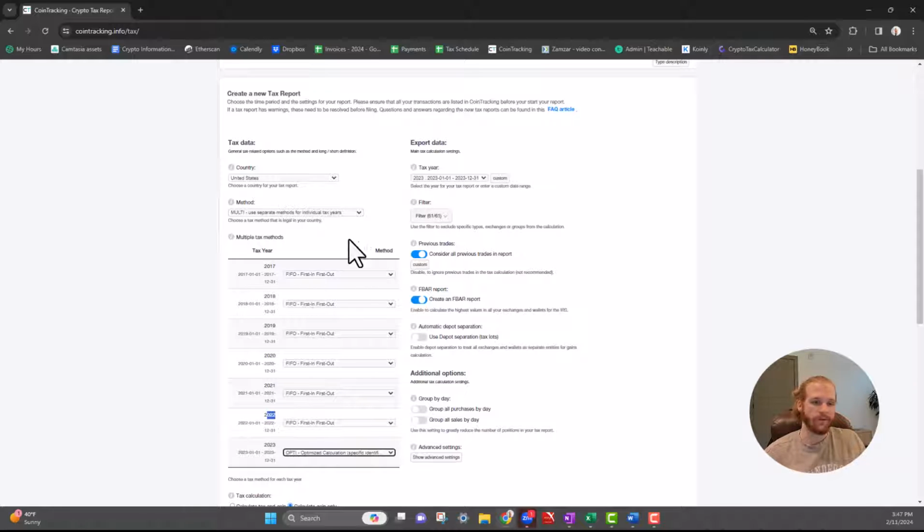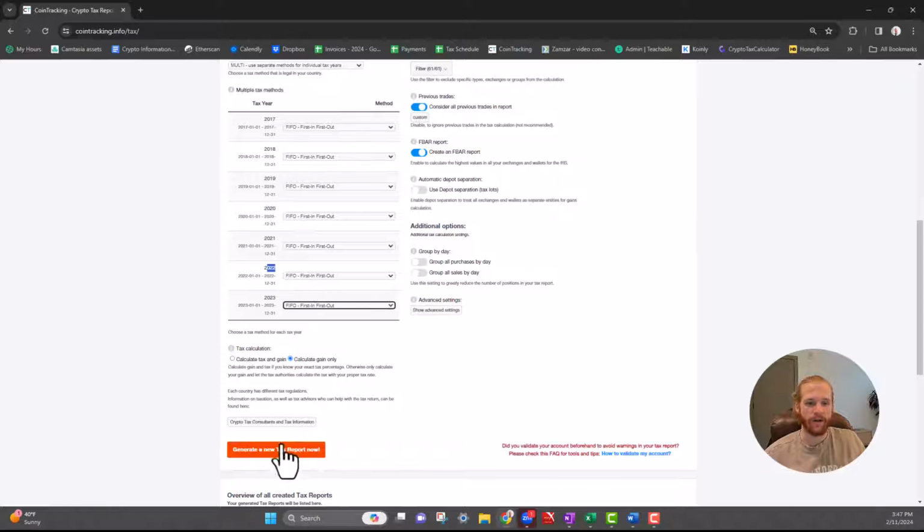So even if you're just pulling FIFO all the way through, I like to use this multi option just because when you go and actually generate a tax report, and I'll show you that in a sec, it'll pull all those years so you can see and make sure that the data you've been reporting in the past is still accurate in Cointracking and nothing's gotten messed up in the prior years.